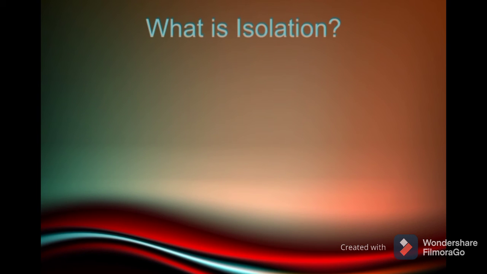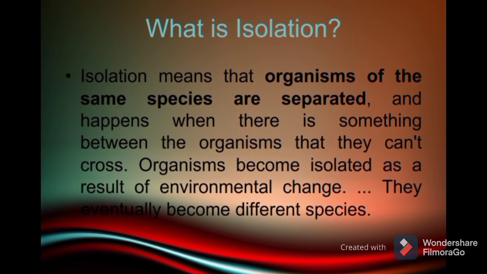So what is isolation? Isolation means that organisms of the same species are separated, and it happens when there is something between the organisms that they can't cross. Organisms become isolated as a result of environmental change. They eventually become different species.